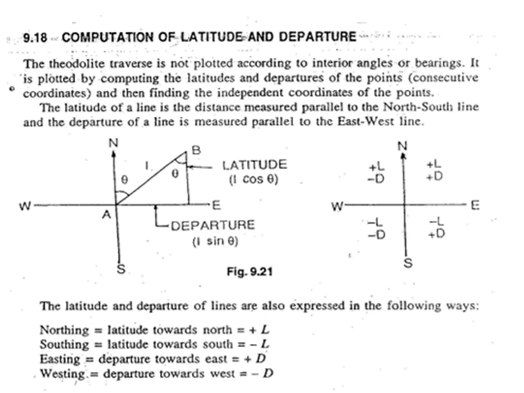Then we are going to consider the latitude and departure. They are expressed in the form of northing, southing, easting and westing. Northing is a latitude towards north and it is always positive. Similarly, southing is also latitude, measured towards south, and it is always considered negative latitude. Easting is a departure measured towards east, therefore it is always positive, whereas westing is also departure, measured towards west, and it is always considered negative.